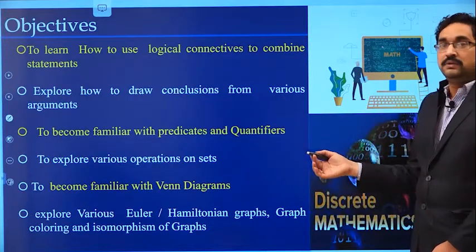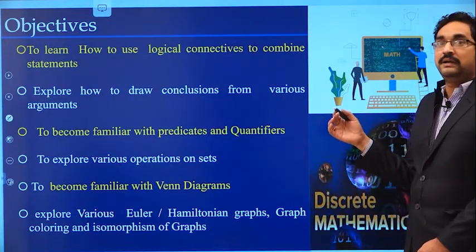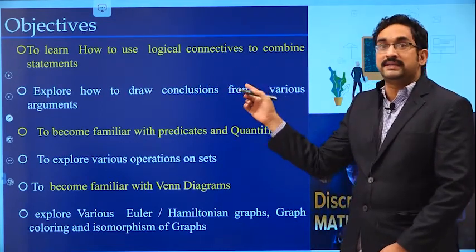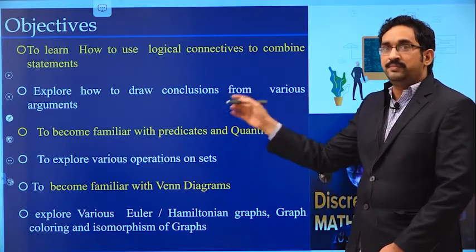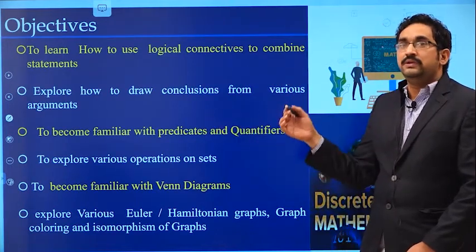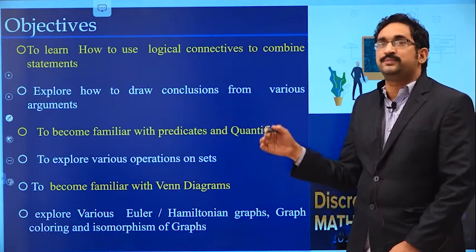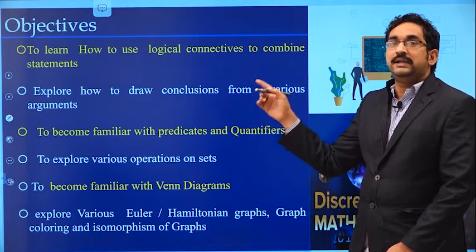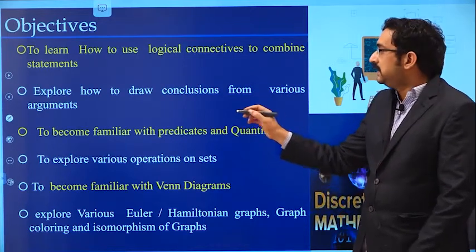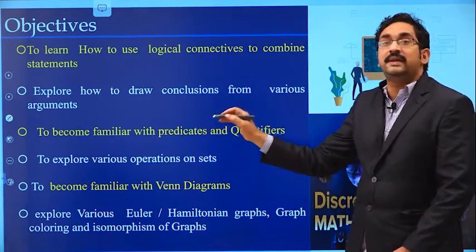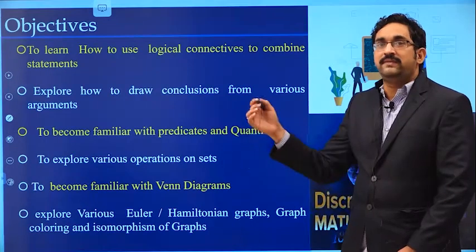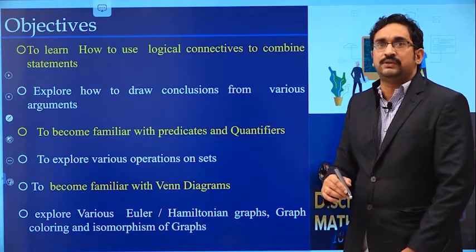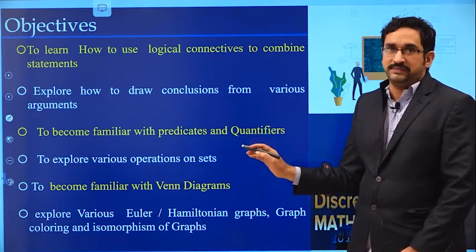The objectives of learning discrete mathematics: the first one is to learn how to use logical connectives to make compound statements. That means using propositional logic, two or more statements will be combined to create a meaningful statement. That is one of the objectives. Next one is how to draw conclusions from various arguments. That means from a given set of statements, students should be able to derive one conclusion. That is also one of the objectives.